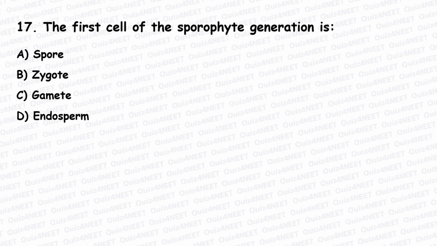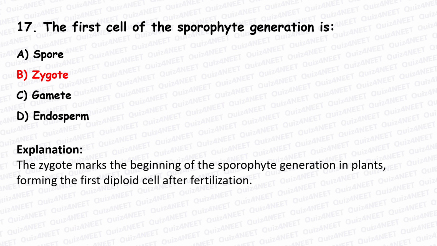17. The first cell of the sporophyte generation is A. Spore, B. Zygote, C. Gamete, D. Endosperm. The right answer is B. Zygote. Explanation: The zygote is the first diploid cell formed after fertilization, marking the beginning of the sporophyte generation.